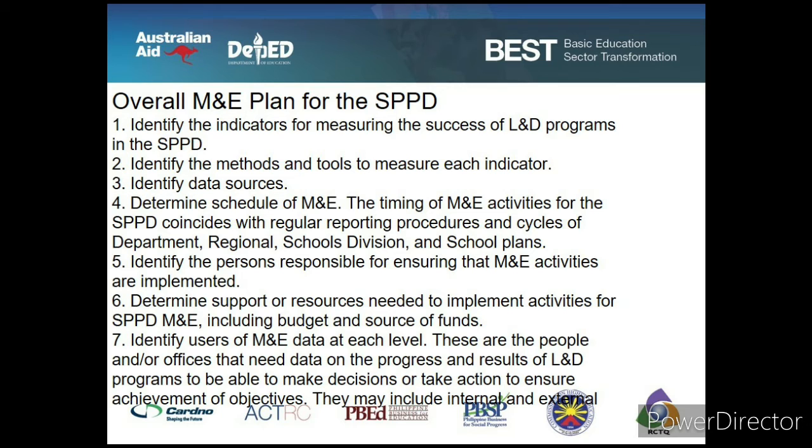Number 7, identify users of M&E data at each level. These are the people and our offices that need data on the progress and results of L&D programs to be able to make decision or take action to ensure achievement of objectives. They may include internal and external.